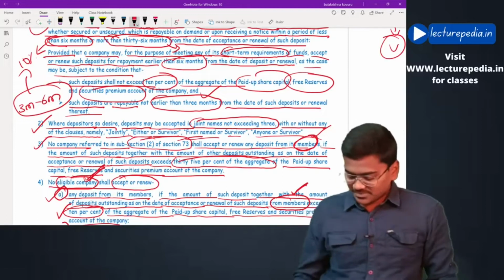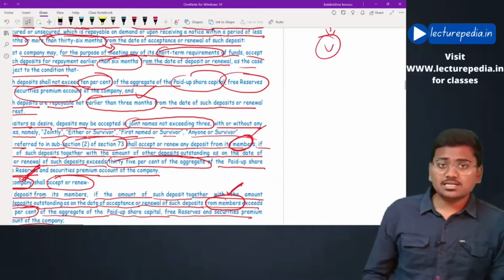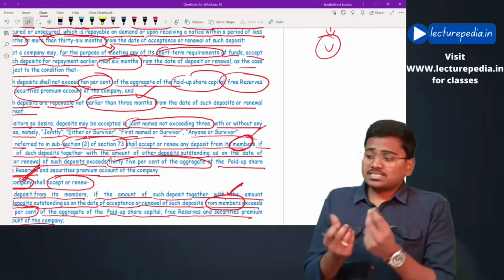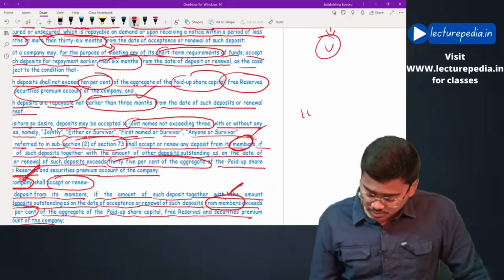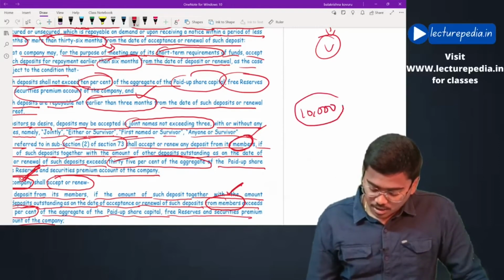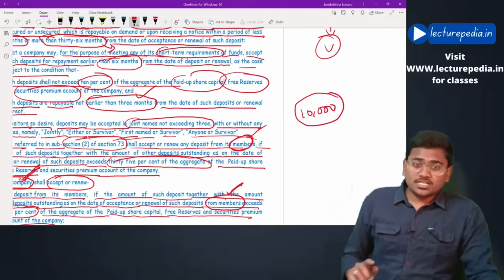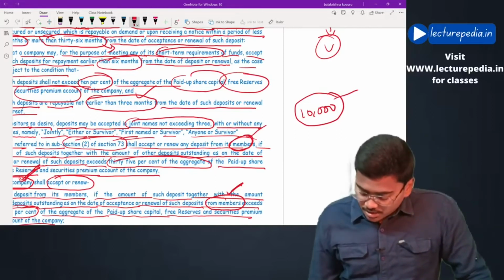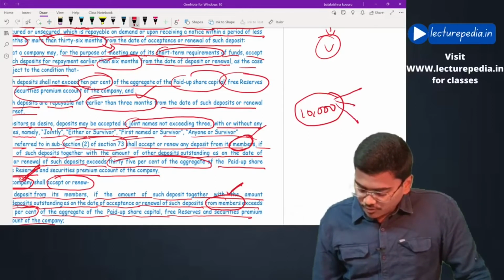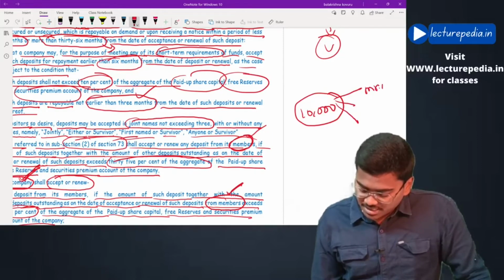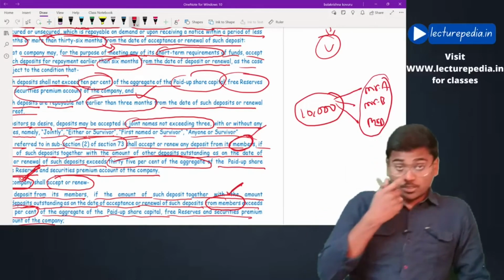That means, let's say the company accepted a certain deposit of some 10,000 rupees. Now this deposit of 10,000 can be jointly in the name of a maximum of 3 persons: Mr. A, Mr. B, Mr. C. Hope this is clear.